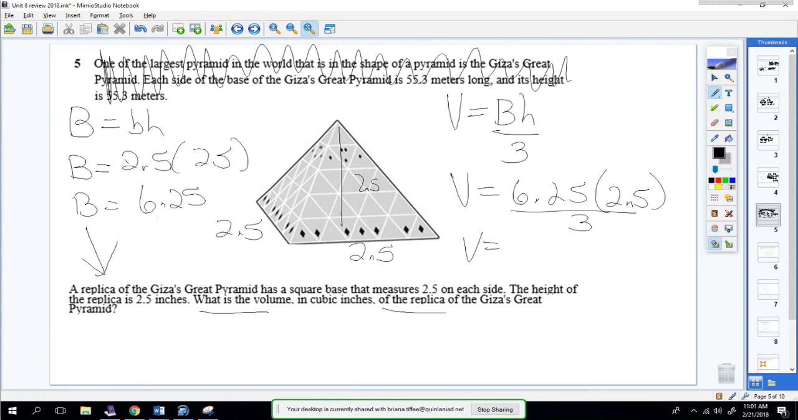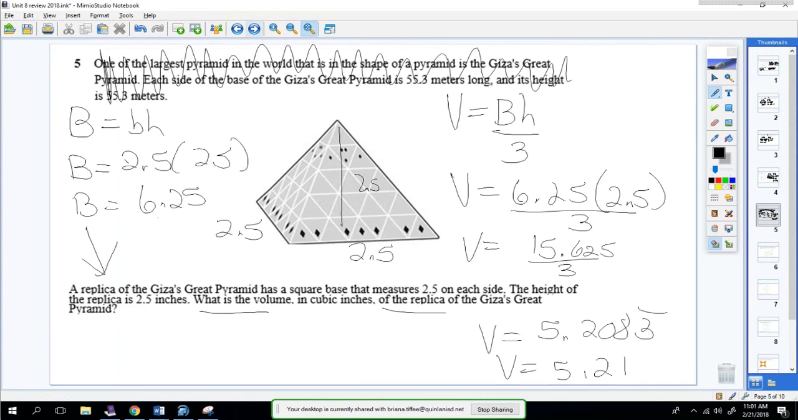So 6.25 times 2.5 is 15.625, and then you divide by 3. Well, when you divide that by 3, you get 5.2083 repeating. So I would just say the volume is about 5.21.